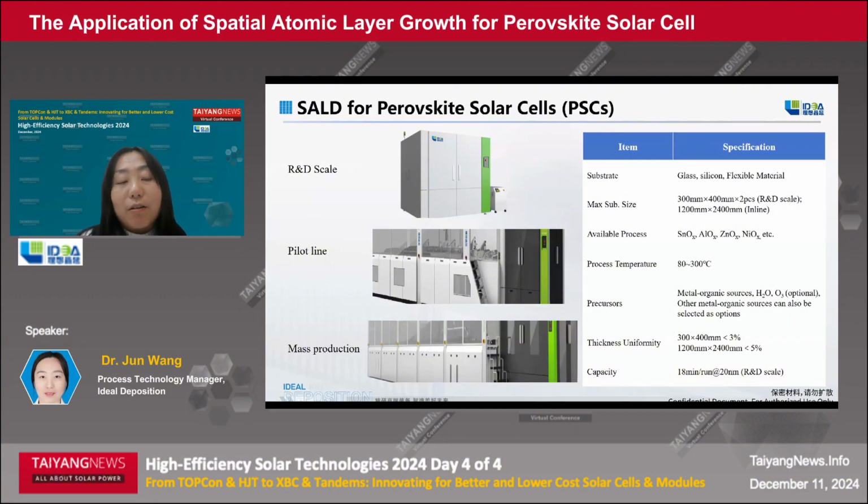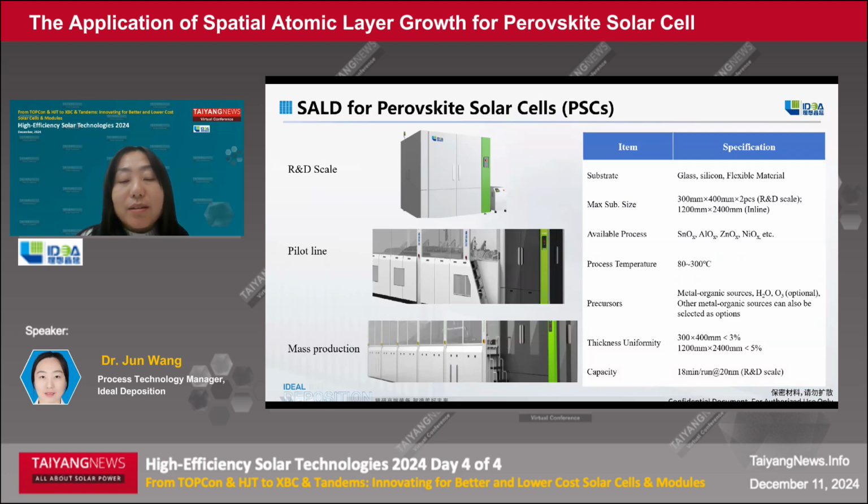The maximum size of the substrate that can be placed in the research and development machine is about 300 millimeter by 400 millimeter, with two pieces. And the coating non-uniformity is less than 3%. It only takes 18 minutes for one round to finish a 20 nanometer deposition.